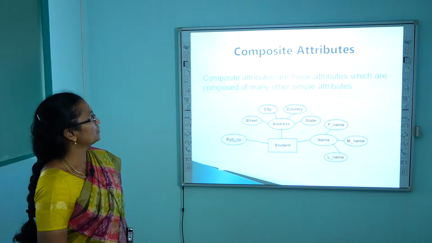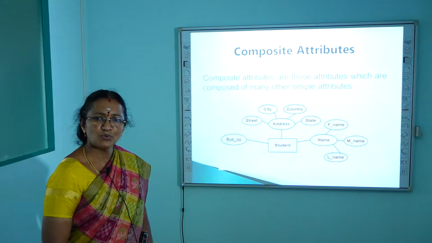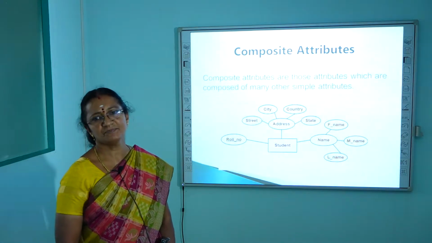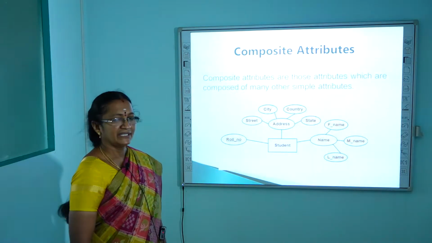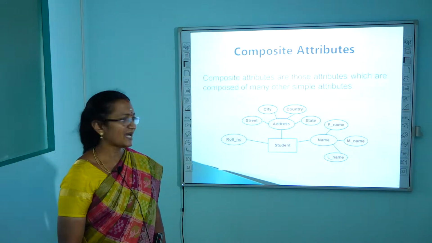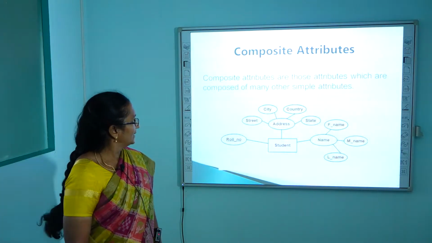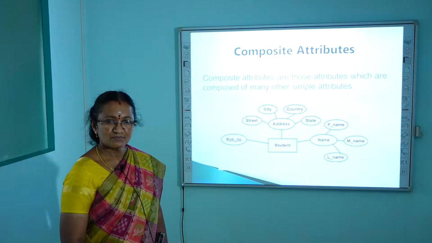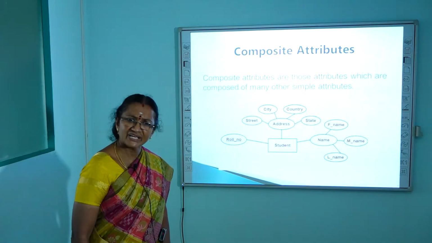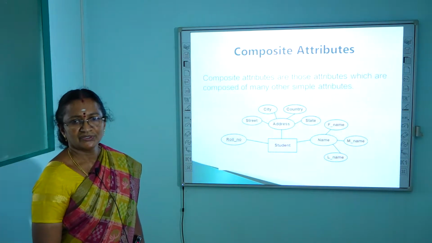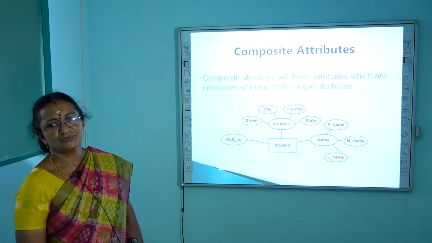Next one, composite attributes. Composite attributes means it is composed of number of simple attributes. Example, let us have the address attribute. A single address field can have street name, door number, city, country, etc. This comes under the single attribute address. But at the same time, roll number attribute we cannot further divide into number of attributes. So, address comes under composite attribute.